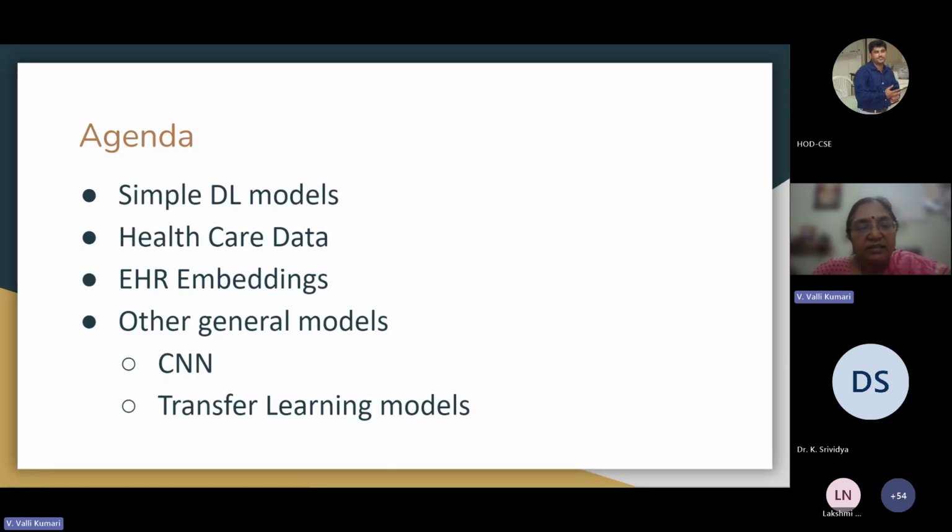And then, if time permits, I'll discuss a few more models which are related to transfer learning and stuff. That means the already existing models' weights are used, and then the last few layers are customized. So that's another kind of problem. So the last portion, if time permits, I'll cover.